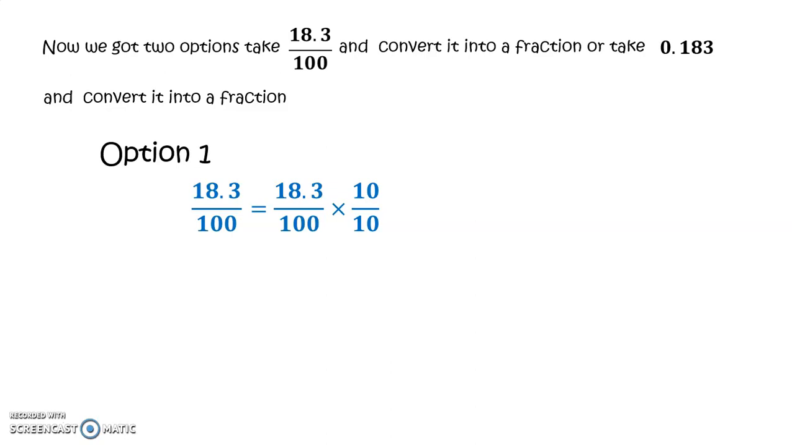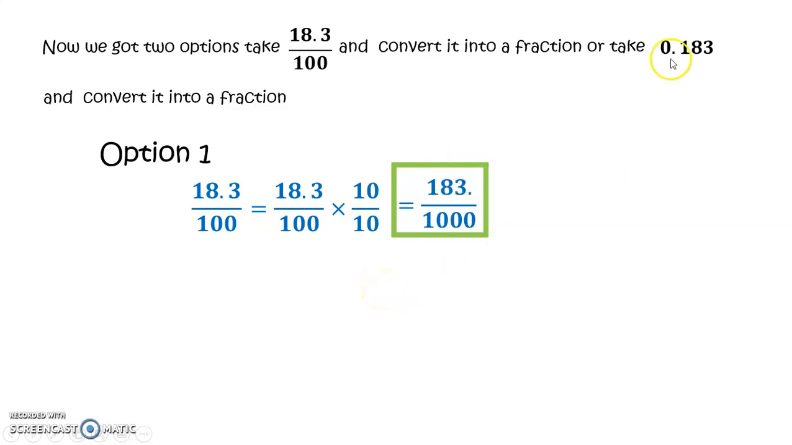So when we multiply this fraction by 10, we amplify it by 10, we're going to get 183 over 1000, because the point moves one time in here because we have a 0 here. And also 100 times 10 is 1000. And we already have our fraction. We don't have to do anything else because both numbers don't have a common divisor.